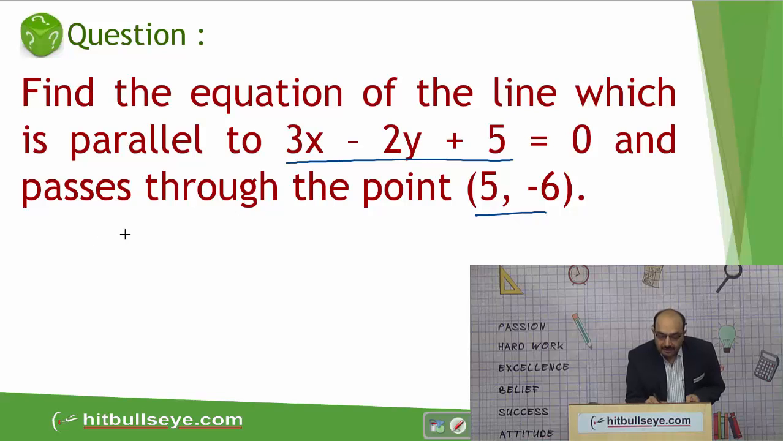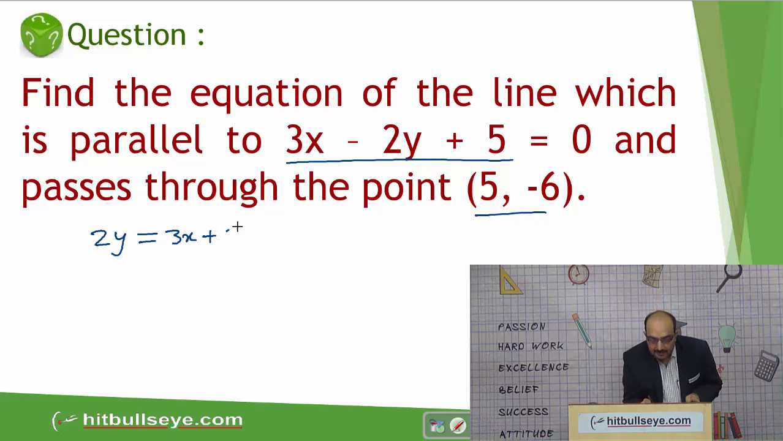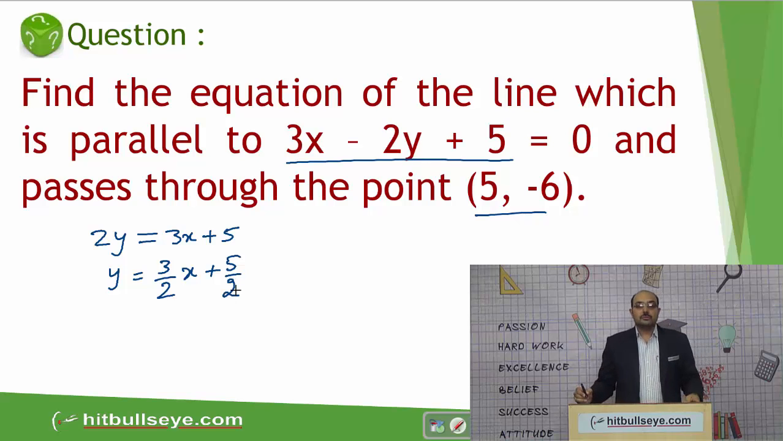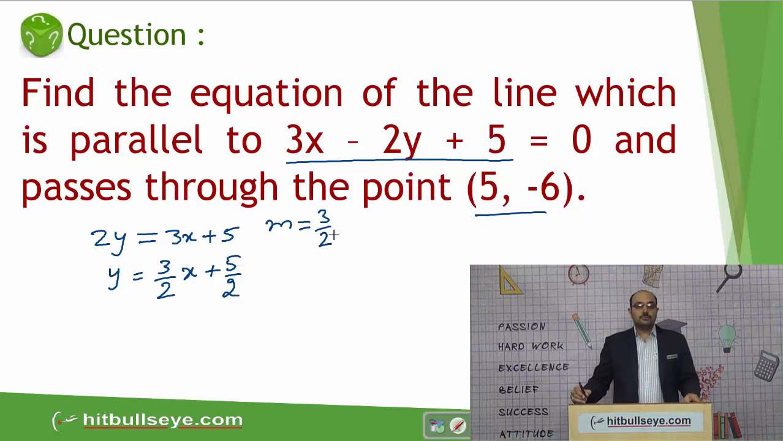So putting 2y on the right hand side, we get 2y equals 3x plus 5. So y would be 3 by 2 x plus 5 by 2. So we can straight away write the slope of this line as 3 by 2. Now this is equal to the slope of the line which we want. The line passes through the point (5, -6). Let us use the one point form which uses the slope as well as the point to find the answer.